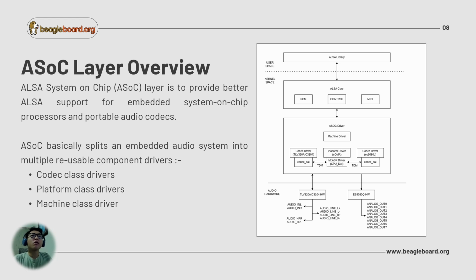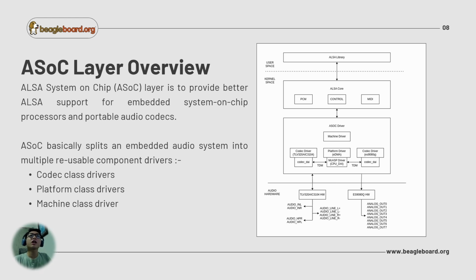So ALSA System on Chip, also known as ASoC, is a layer to provide better ALSA support for embedded processors and portable audio codecs. It abstracts the audio pipeline into key driver classes: the codec drivers, platform drivers, and machine drivers. Codec drivers are responsible for controlling the audio codecs through I2C or SPI. They handle tasks like format configuration, power management, mixer controls, and DAPM routing. Platform drivers manage the digital audio interface, also known as DAI, for SoCs such as McASP on the TI platforms. And the machine driver is board-specific and binds the codec and platform DAIs together.